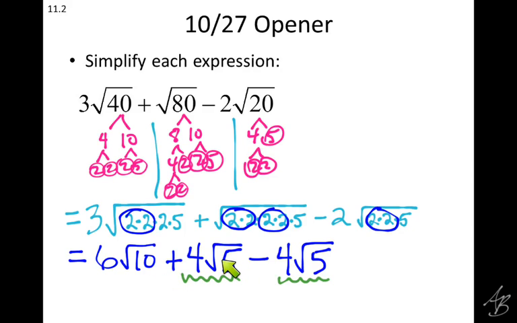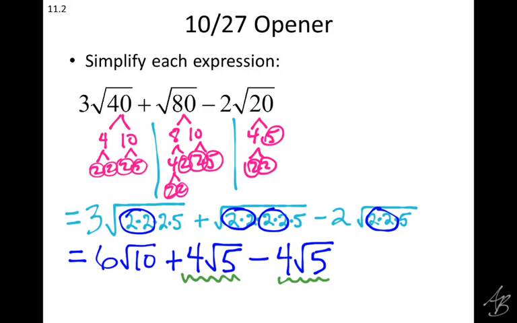Okay, so let's combine those. What is 4 square root of 5 minus 4 square root of 5? Square root of 5. What do you guys think? Is it square root of 5? So if we write down square root of 5, that would mean that it's 1 square root of 5, right? So 4 minus 4 is 1. Is that what we're saying? No. What is it? It's 0, right?